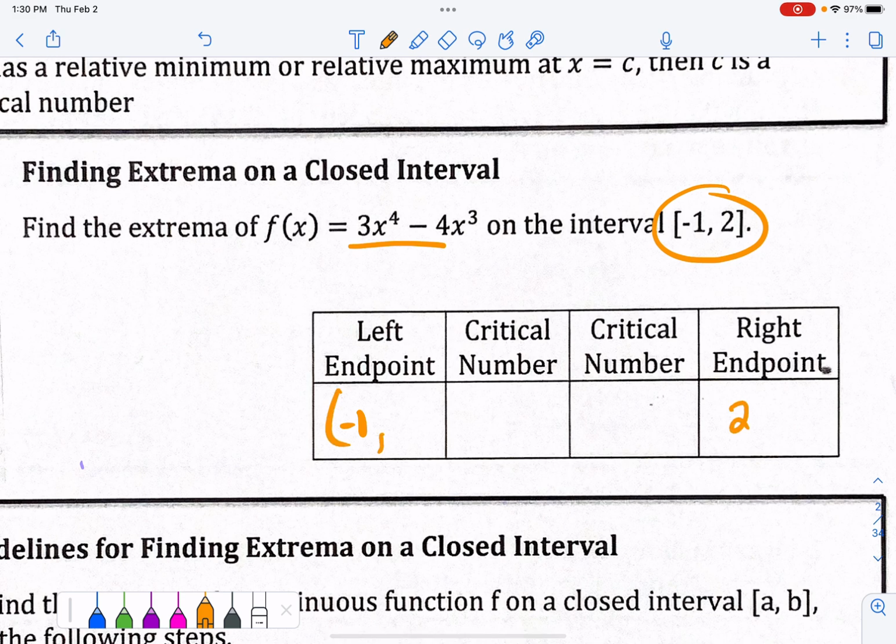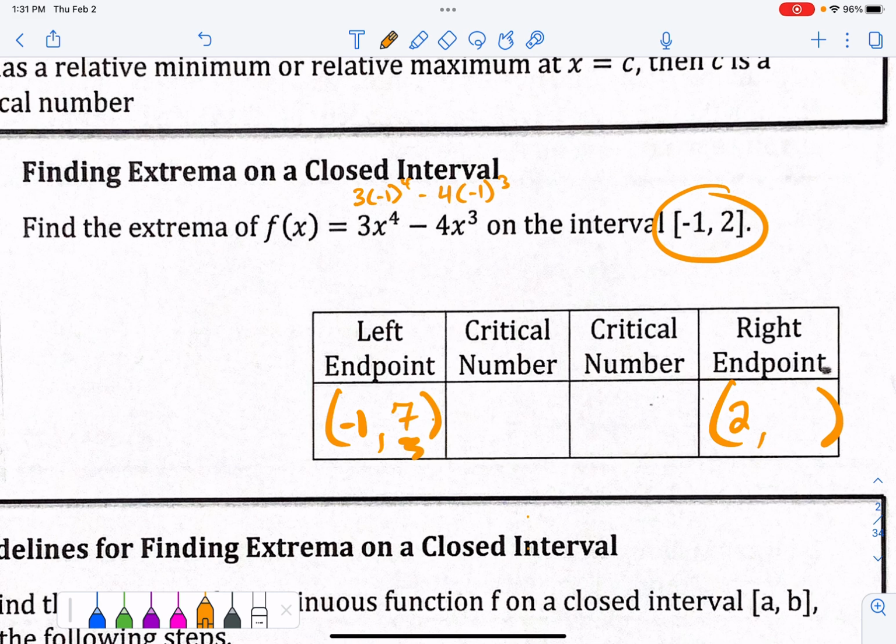Now, that is -1, something, and 2, something. Those are the x coordinates, so if we put them into the original function, we can find the y coordinates. If I plug -1 in: 3 times -1 to the 4th minus 4 times -1 to the 3rd is 3 plus 4, which is 7. We're plugging -1 into this function to find the y coordinate at that point.